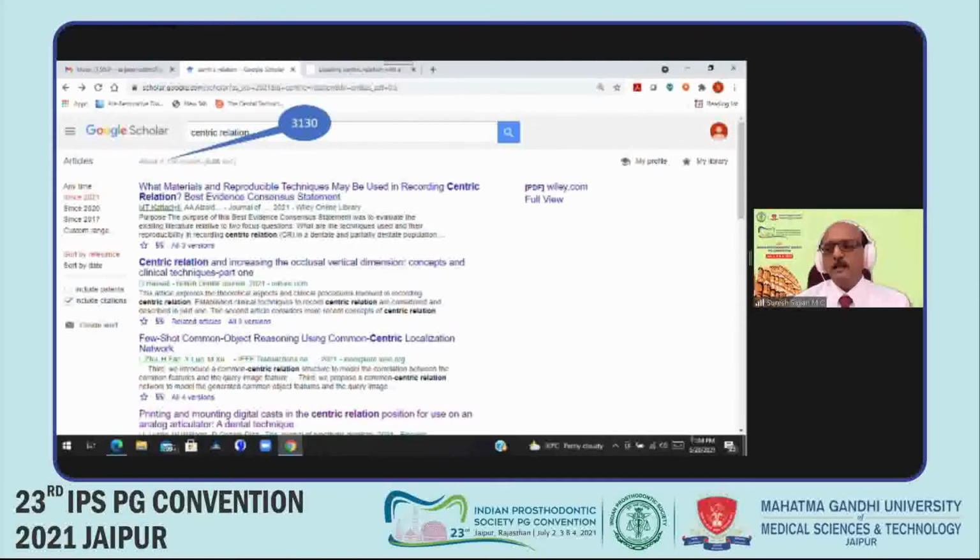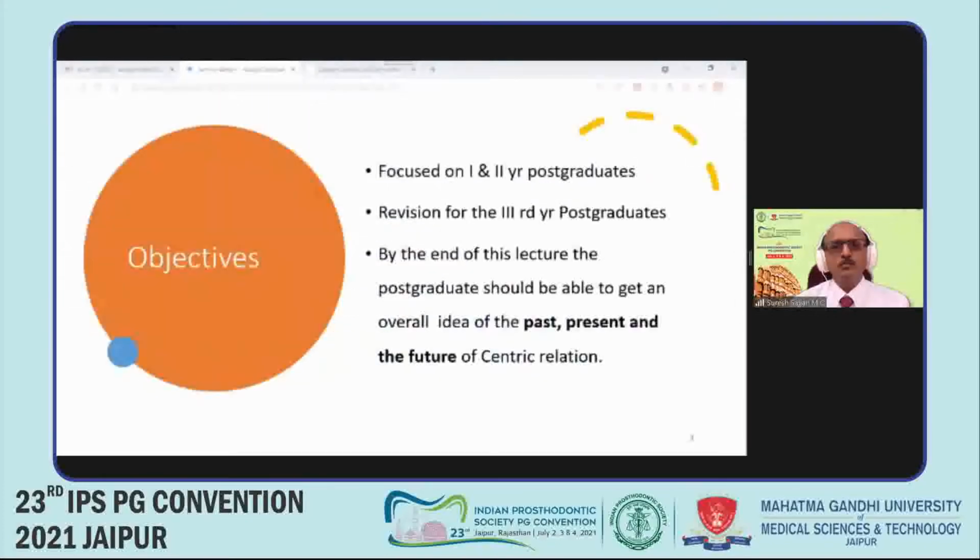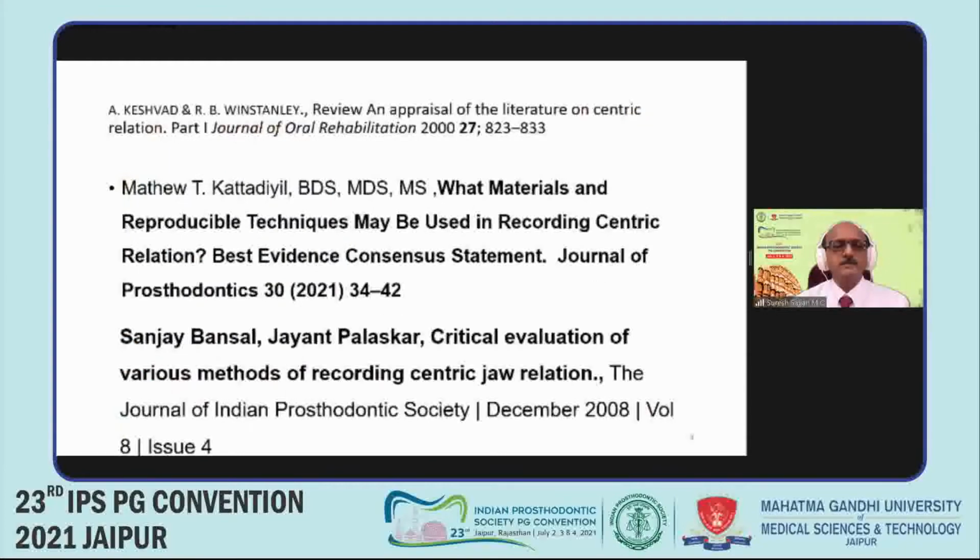It is just the mandible, the condyle, and it is sitting in the glenoid fossa. That is its home position. So my objective is very clear. I'm focused on first and second year postgraduates, and it is revision for the third year postgraduates and the exam. And so it's just a past, present, and future of centric relations.